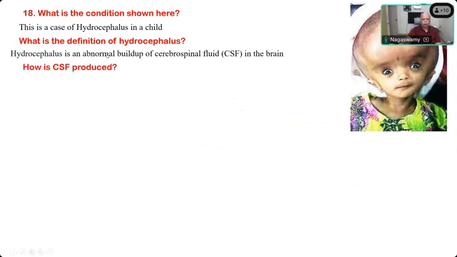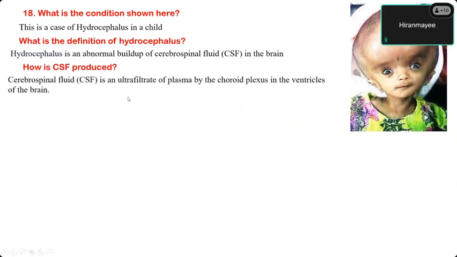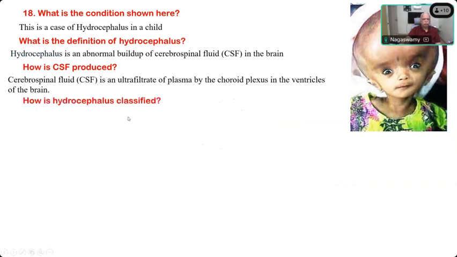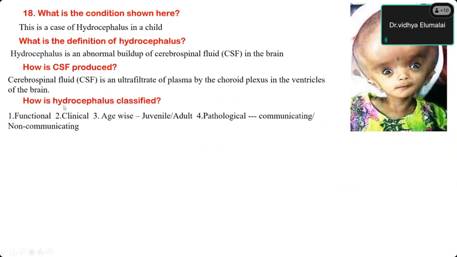Okay. How is CSF produced? Choroid plexus, from the lateral ventricles, by ultrafiltration. Cerebrospinal fluid is an ultrafiltrate of plasma by the choroid plexus in the ventricles of the brain. Okay? How is hydrocephalus classified? Congenital, acquired, communicating, and non-communicating. Okay. So functional, clinical, age-wise, pathological, communicating, non-communicating.